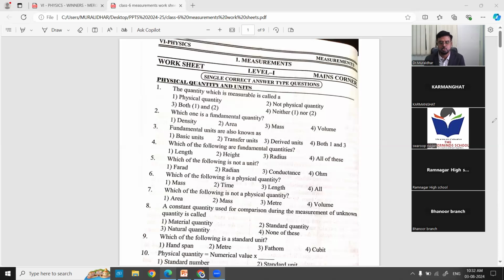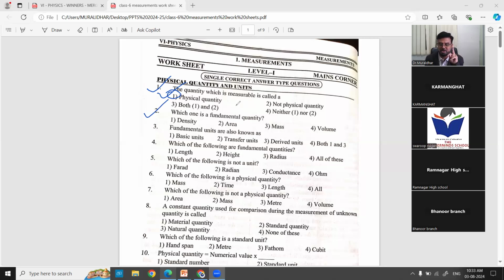Now I'll explain as many as possible. Okay, see here. First question, you can see. What is question number 1 saying? The quantity which is measurable is called, we know, what is the quantity? Physical quantity. Any quantity which can be measured is called a physical quantity. The first answer is 1.